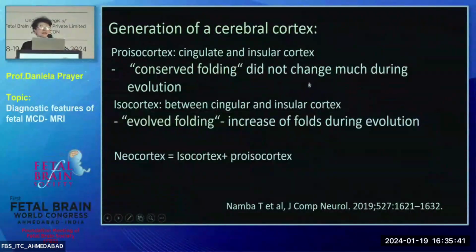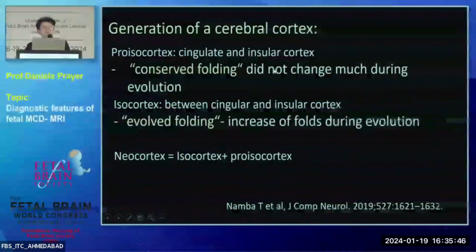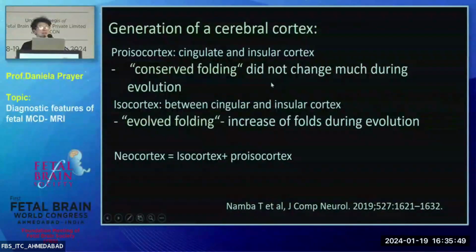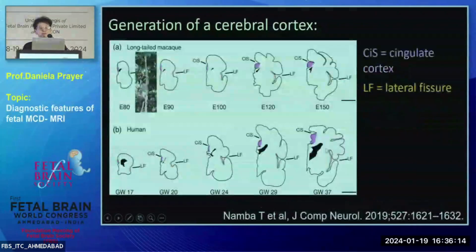The generation of a cerebral cortex, we have the proisocortex, which is the cingulate and insular cortex. This is called the conserved folding, and this did not change much during evolution. The cortex that we humans and also the higher monkeys have results from evolved folding, and there the folds increase during evolution. So the neocortex is a combination of isocortex and proisocortex. This is how it looks.